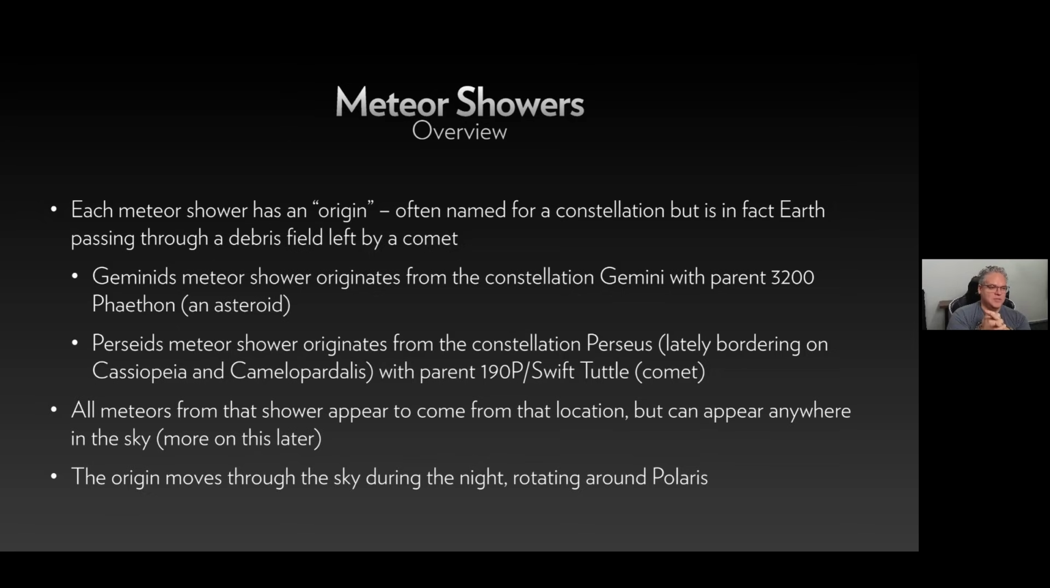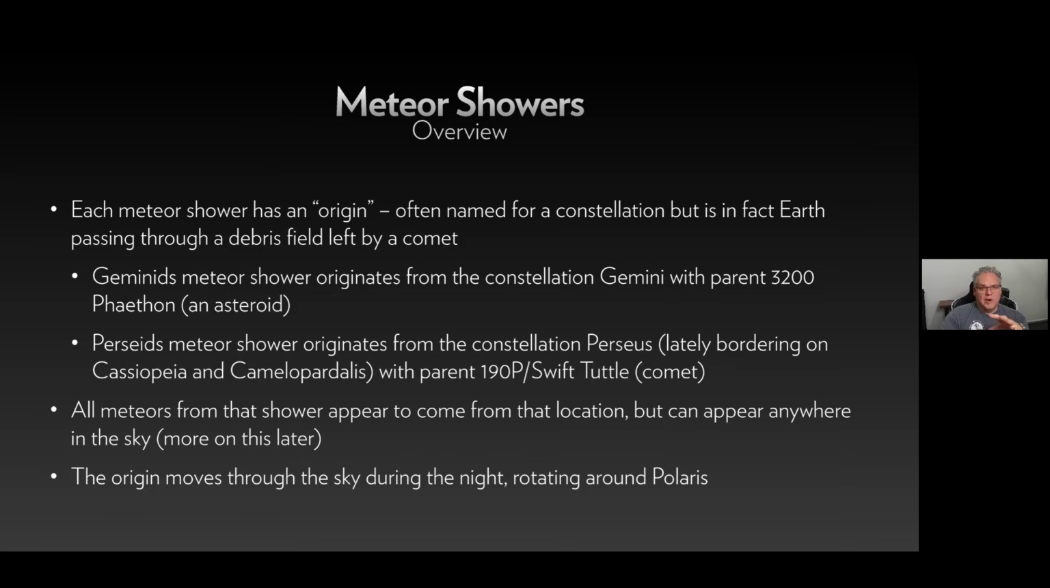right? So Perseus is the Perseids. Gemini is the Geminids. You're seeing the pattern here. If you didn't connect the dots before, now you did. So that's where the names come from. All the meteors from that meteor shower will appear to come from that location. So if you trace them, they will point back to that constellation and where it was in that moment at that night.